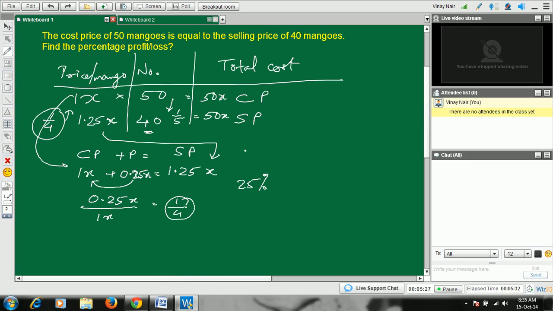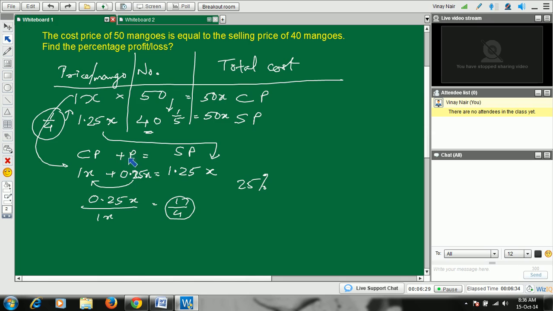Now how do we do this calculation in a simpler way? Or rather, we can skip all these steps. All we have to remember is that the price per mango into the number of mangoes is the cost price. Here we have 50 mangoes, the price per mango is X, and the total cost price would be 50x. It is said that the cost price of 50 mangoes is equal to the selling price of 40 mangoes, so these two have to be equal. When these two are equal and the number is 40, that is, reducing by 1/5 of what it was earlier, the price has to increase by 1/4 of what it was earlier. So this is your cost price, this is your selling price. The cost price is increasing by 1/4, and when it is increasing by 1/4, that increases the profit.